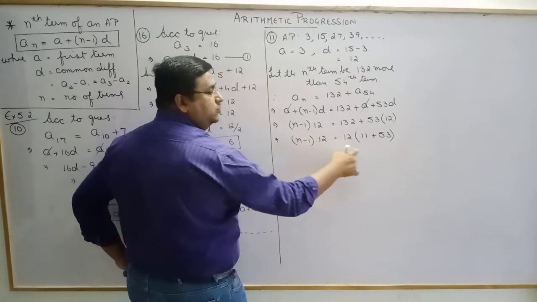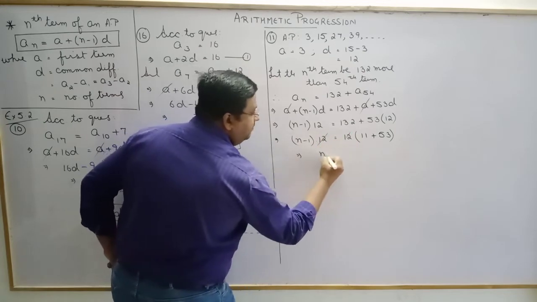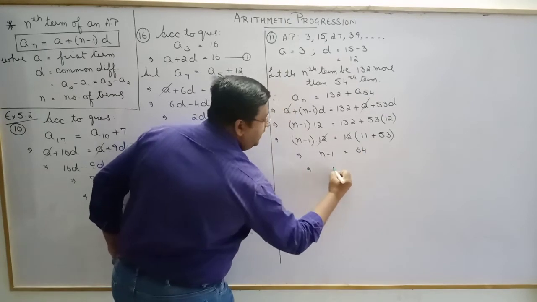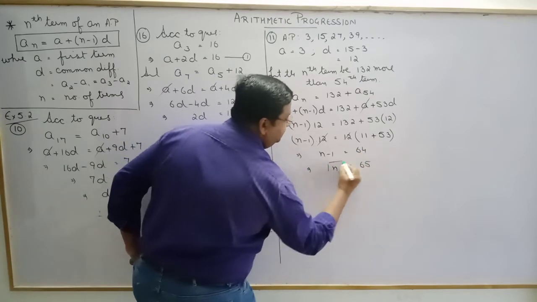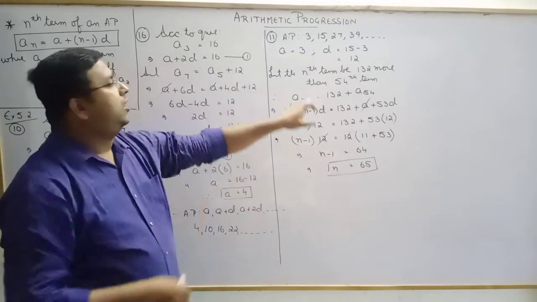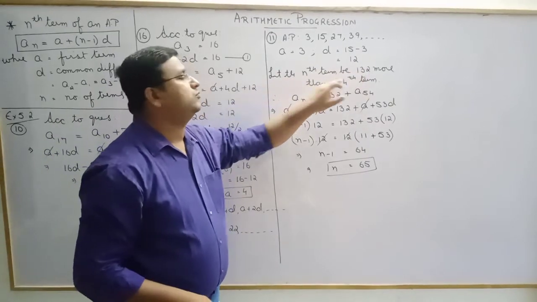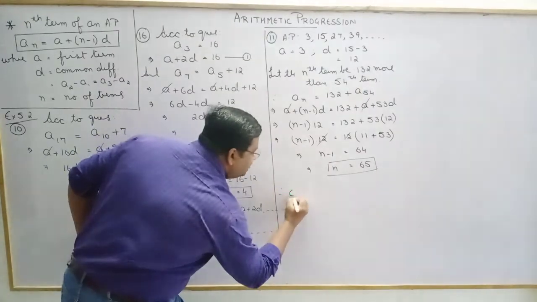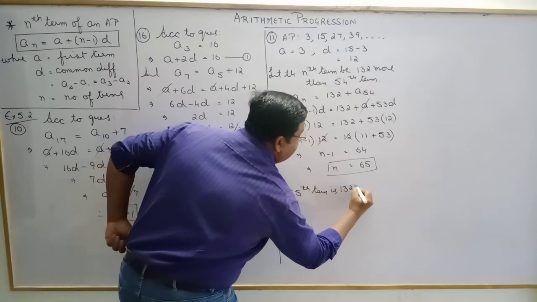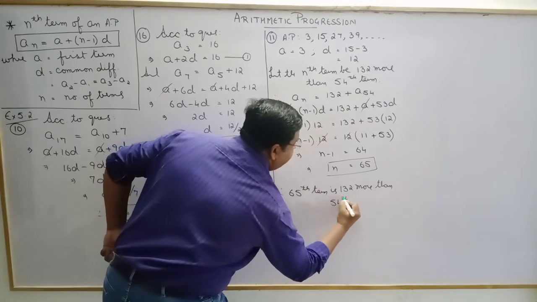12 is in multiplication on one side, so it goes in division. Can I cancel this 12 and 12? Both are in multiplication, so cancel. So what do I get? N minus 1 is equal to 53 plus 11, 64. So therefore N is equal to 65. Is this the answer? No. The number of the term is 65. Therefore the 65th term is 132 more than the 54th term.